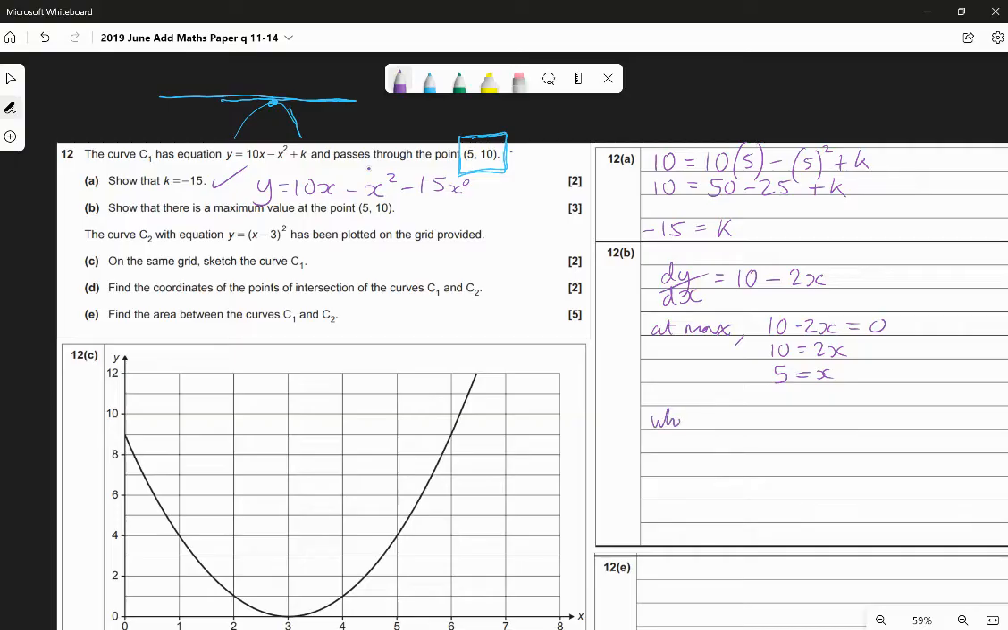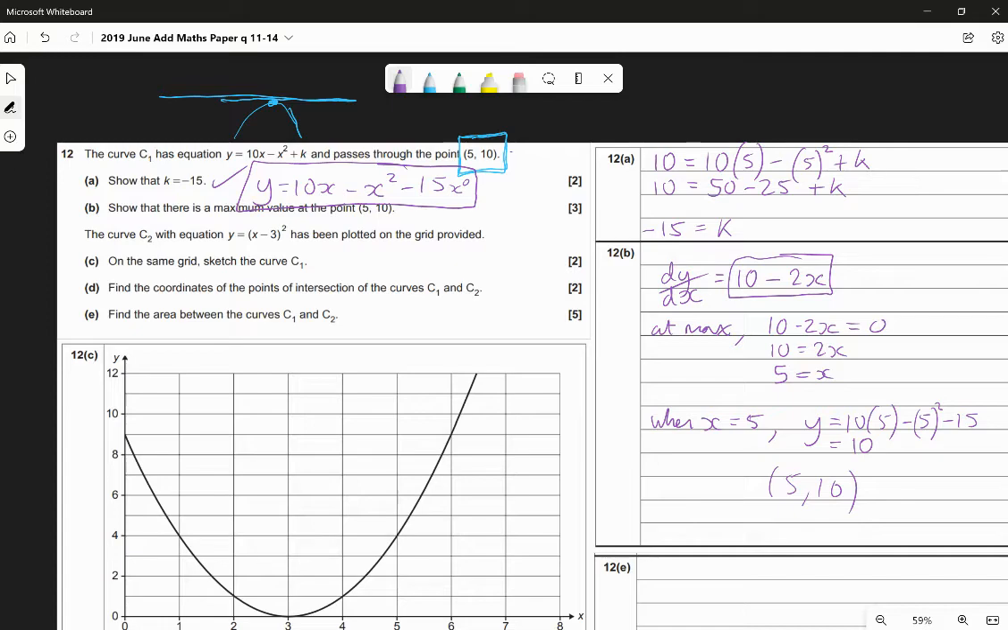And when x is 5, y is equal to, and I substitute 5 into the equation of the quadratic, not into the equation of the gradient, because that would just give me 0. I plug 5 in, so it becomes 10 lots of 5 minus 5 squared minus 15. And that is equal to 50, take away 25, take away 15, which is 10. So I know that (5, 10) is the maximum point. So that's part B. Okay.